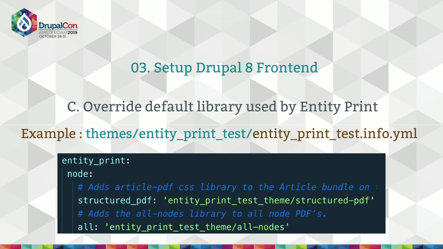The next thing, you need to override the library used by Entity Print. So if you just want a CSS library to be included in your structured PDF content type, you just have entity_print.node.structured_pdf and give the library name. Here we have the library name as structured_pdf. And if you have multiple content types which are generating PDFs for you, you can have a basic style included for all of them using the all keyword. This you need to do in your theme.info.yml file.